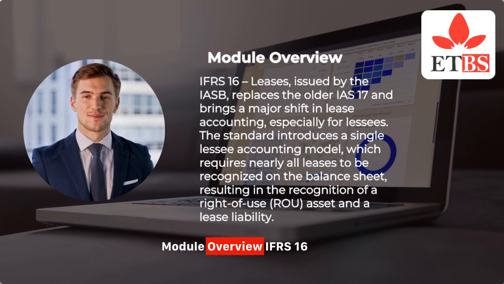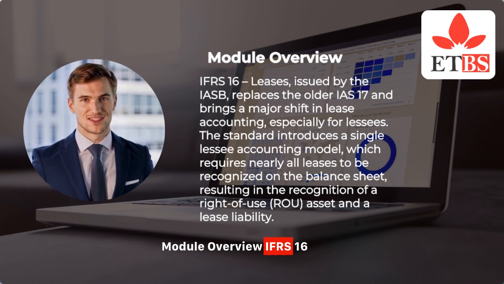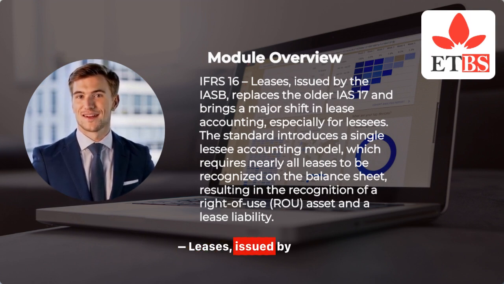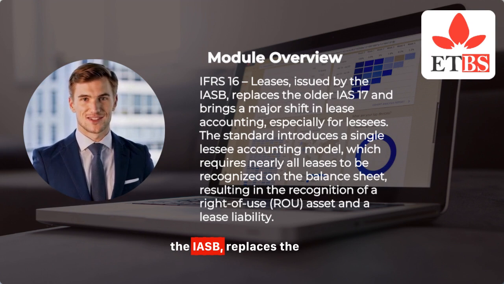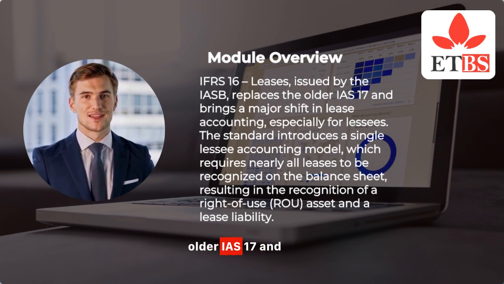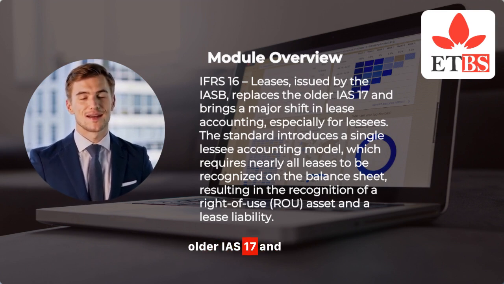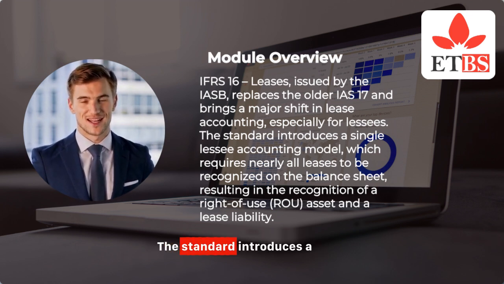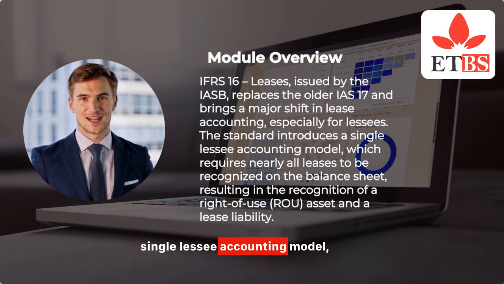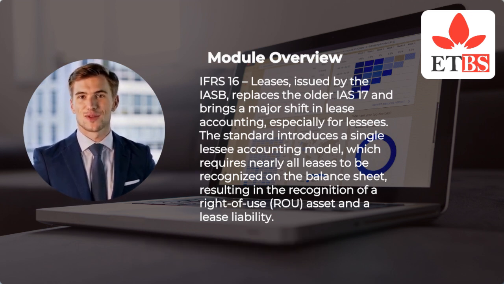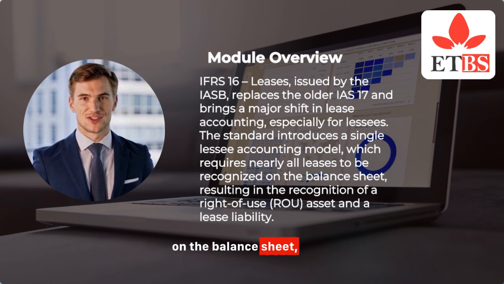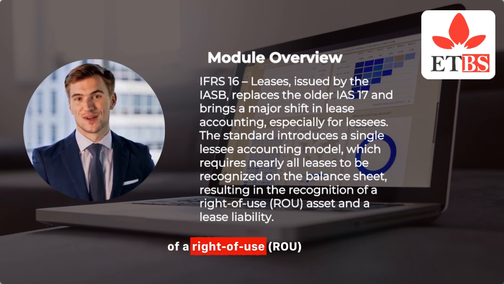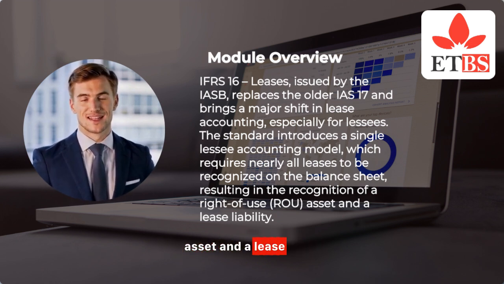Module Overview. International Financial Reporting Standard 16, Leases, issued by the International Accounting Standards Board, replaces the older International Accounting Standard 17 and brings a major shift in lease accounting, especially for lessees. The standard introduces a single lessee accounting model, which requires nearly all leases to be recognized on the balance sheet, resulting in the recognition of a right-of-use (ROU) asset and a lease liability.